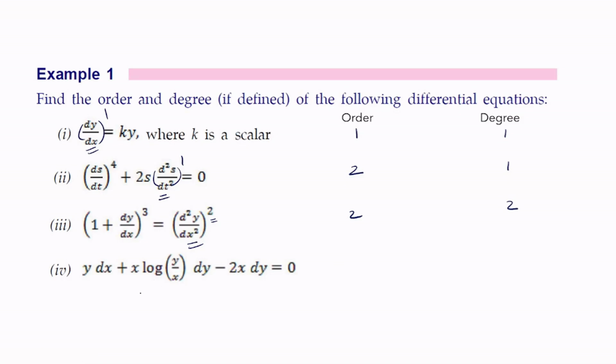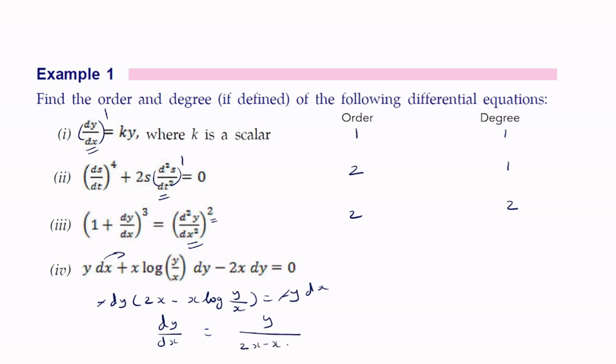So here, if we take minus dy outside, we will have 2x minus x log y by x equal to this. We can transpose this to the other side. It will be minus y dx. So minus minus will get cancelled. dy by dx will be y by 2x minus x log y by x.